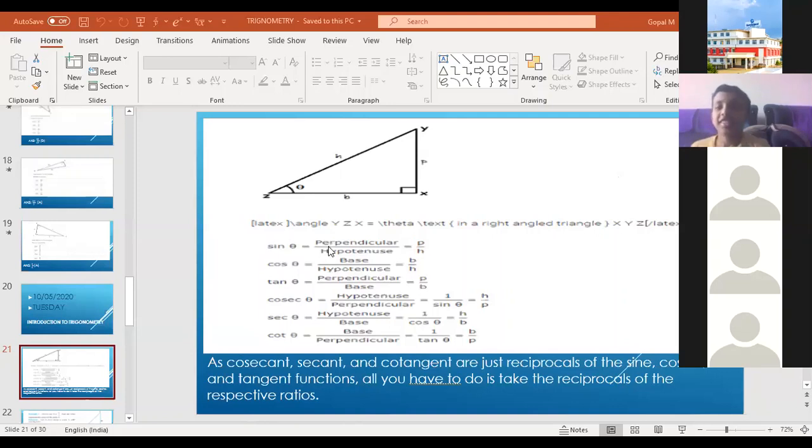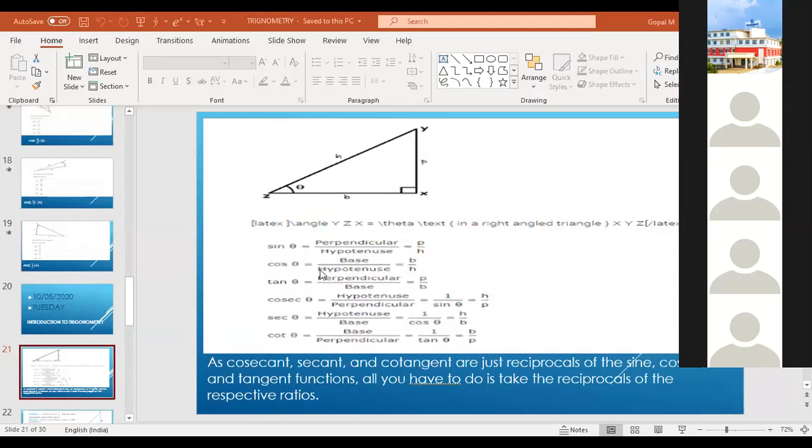Sine means what? Opposite by hypotenuse. Then cosecant means what? Hypotenuse by opposite. Very good. Cos theta means what? Adjacent by hypotenuse. Pardon me? Adjacent by hypotenuse. Yes, you said opposite, right?